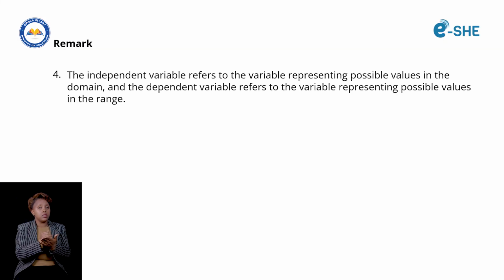The fourth point that we need to note is that an independent variable represents a number of possible values in the domain, and the dependent variable refers to the variable representing possible values in the range. We have been dealing with functions, and take note that not all relations are functions, but functions are specific or special relations with properties that the function is from A to B, which means the domain has to be A, and every member of the domain should be mapped into a unique element in the range.